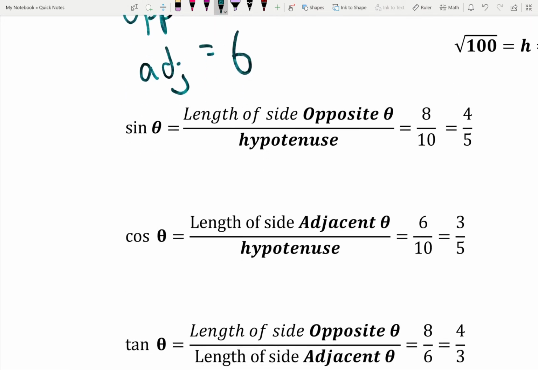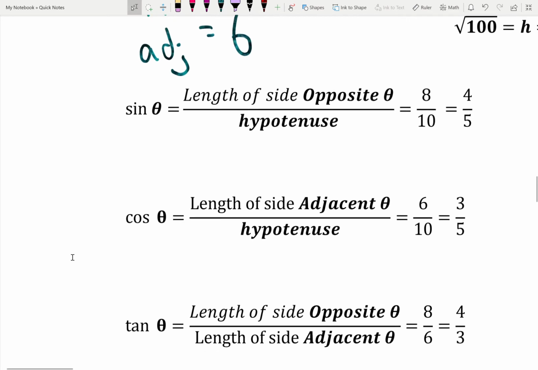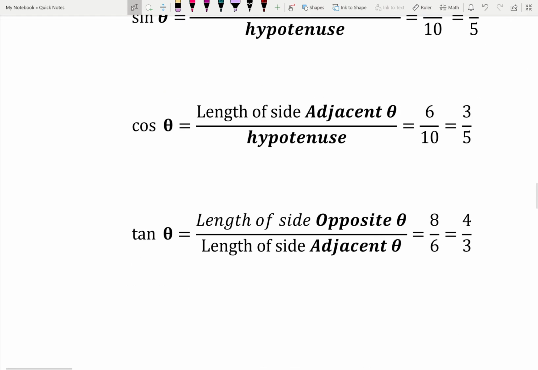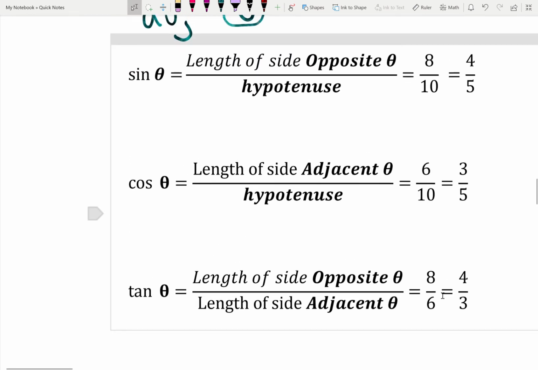So tan theta is equal to opposite over adjacent. So the opposite side has length 8, and the adjacent side has length 6. Right? Opposite has length 8, adjacent has length 6. So I have 8 over 6. I can reduce that down to 4 divided by 3.